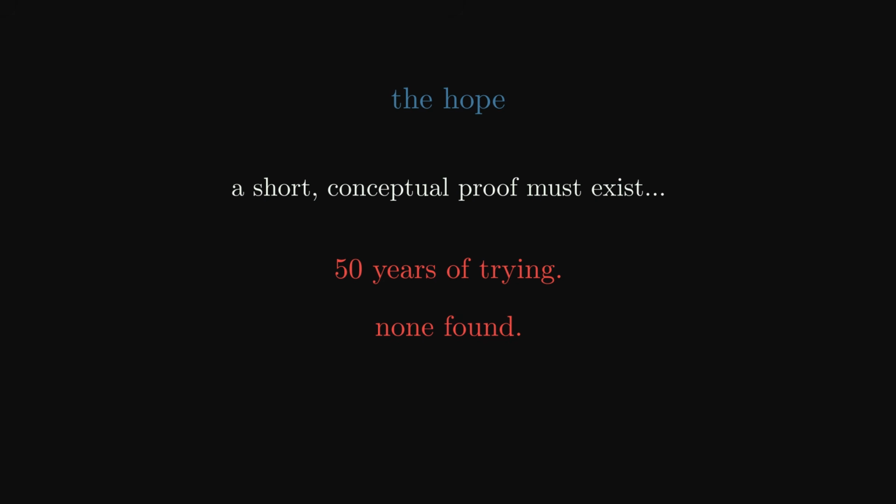There is a hope, still active among graph theorists, that someone will eventually find a short conceptual proof of the 4-color theorem. A proof that fits in 5 pages, a proof that has a single big idea. No such proof has been found in 50 years of trying. The proof, it seems, may be genuinely complex. The complexity is not a failure of human cleverness. It might be inherent to the problem.